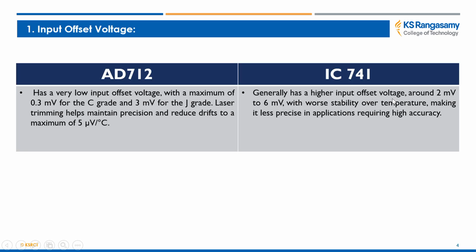Next we are going to see input offset voltage. AD712 has a very low input offset, so it is easy to maintain precision and reduce drift. Comparing with AD712, IC741 has a higher input offset voltage, around 2 millivolts to 6 millivolts, with worse stability over temperature, making it less precise in applications requiring high accuracy.